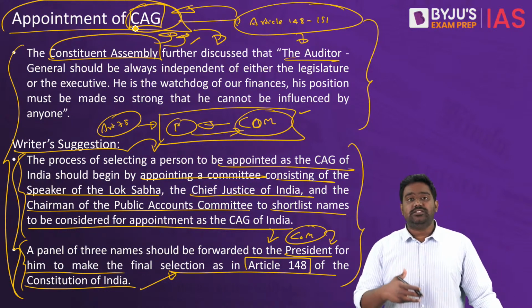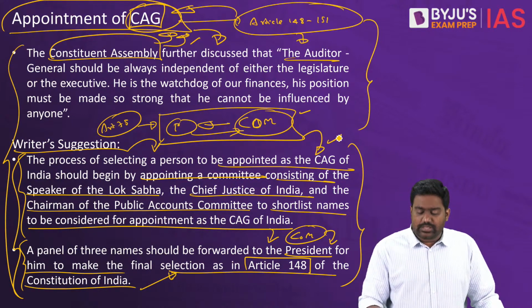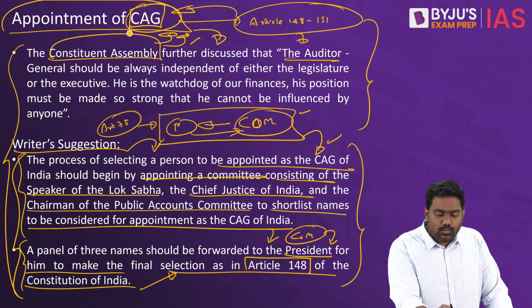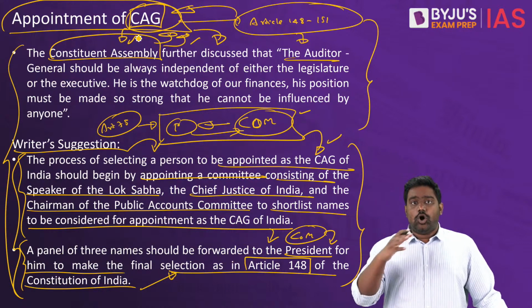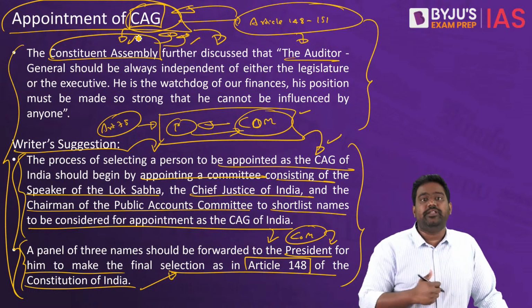The constitution makers, during the Constituent Assembly debates, had clearly pointed this out, and according to the writer, this is the reason why the wording used in the Constitution is different when it comes to the appointment of the CAG. It's in line with the appointment of judges to the higher judiciary. It's in line with the office of the governor.